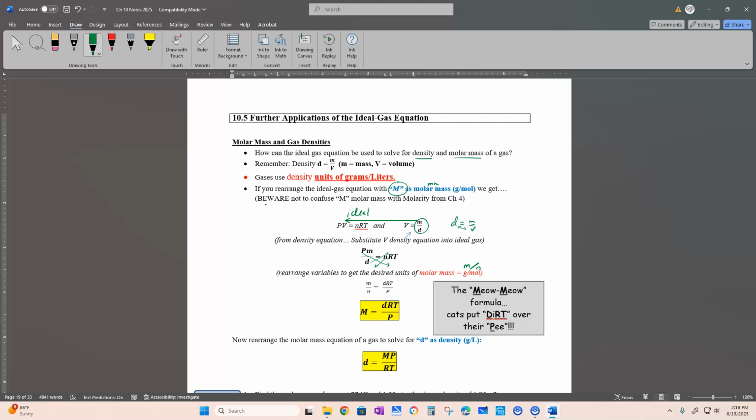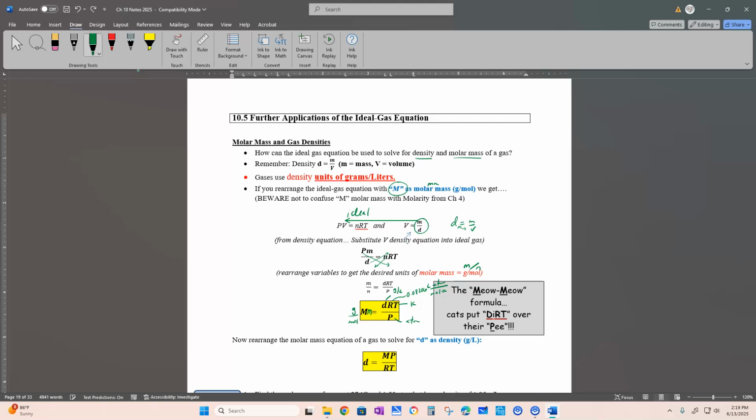So let's work these units. If this is M, but like I tell you, I like to call it MM. Molar mass is grams over moles. Density is grams per liter. R is 0.08206 liters·atm over moles·K. Temperature's got to be in K, and pressure's got to be in atm. So all of those units will cancel, and I'll have grams over moles.